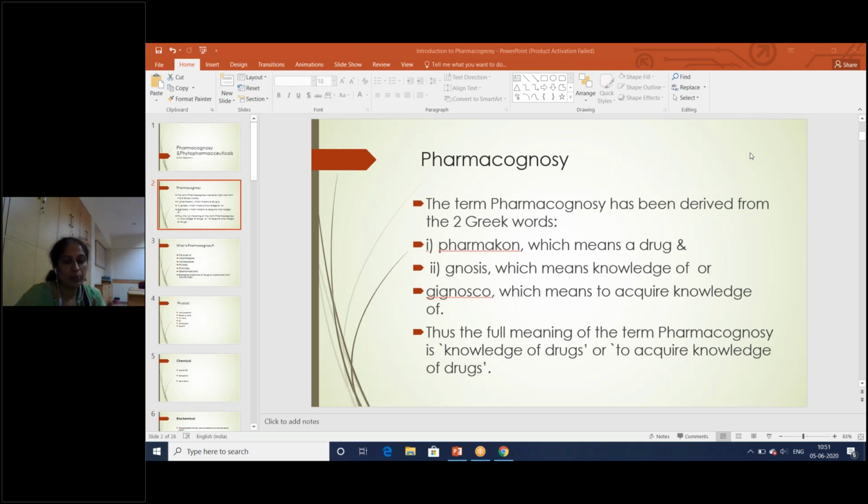Now, what type of drugs do we study? The knowledge of crude drugs. What are crude drugs? Crude drugs are nothing but the drugs which are obtained from the natural sources. It might be from animal, plant, mineral, or marine origin, which has not undergone any other process except the collection and the drying.